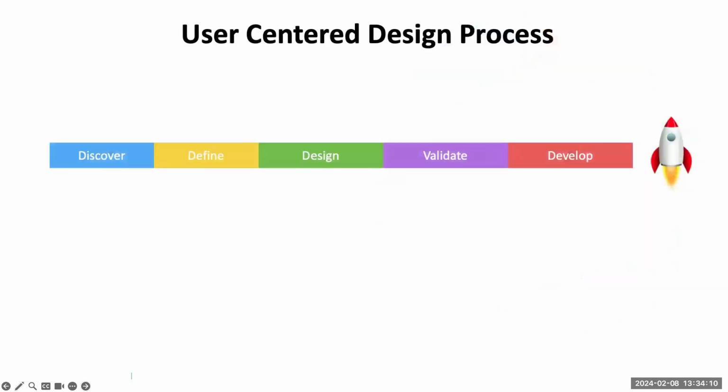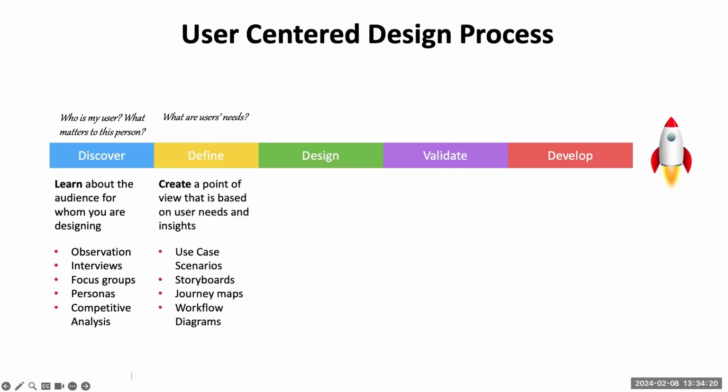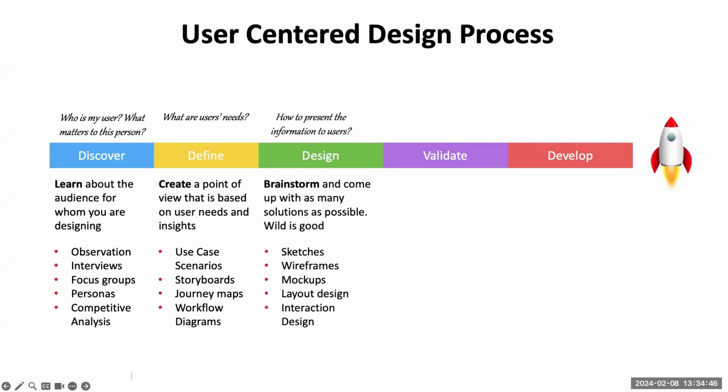So this is an iterative design process where in discovery phase, you are doing the observations, interviews, competitive analysis or personas, and identifying what the user's needs are. In the define phase, we create a point of view that is based on users' needs and insights. So that means we should be creating the personas, storyboards, journey maps and flow diagrams of how the information is going to flow and how the users are going to be involved in each phase.